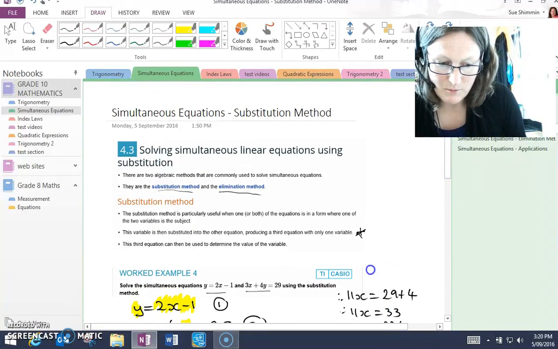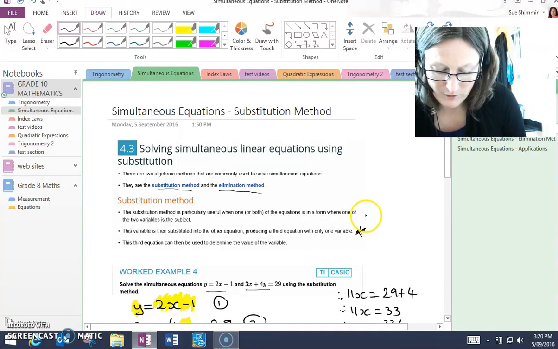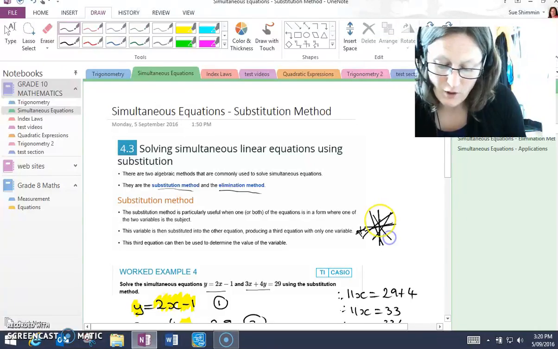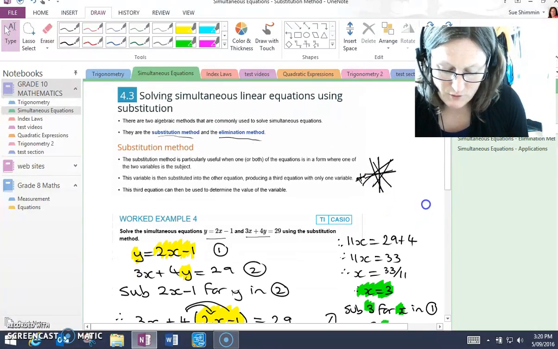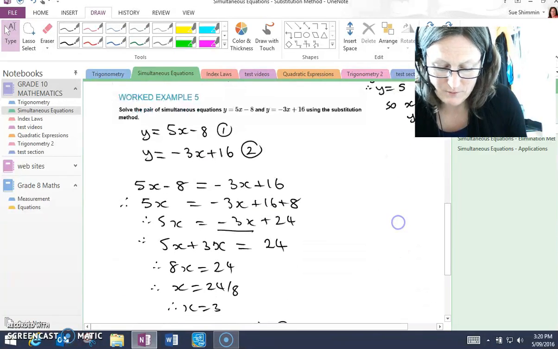So those two examples are examples of the substitution method. It's probably really good to read again here, straight from your textbook, of when to use the substitution method and these two slightly different types of substitution method.